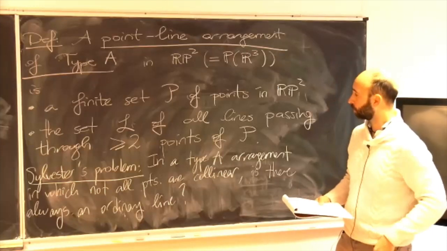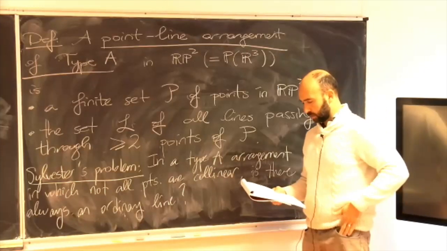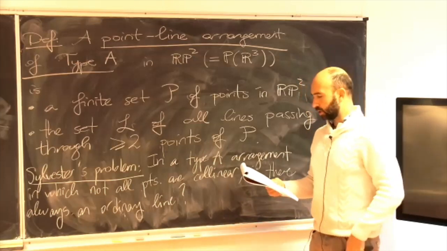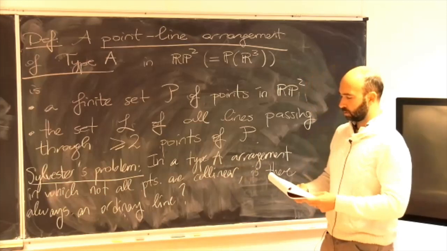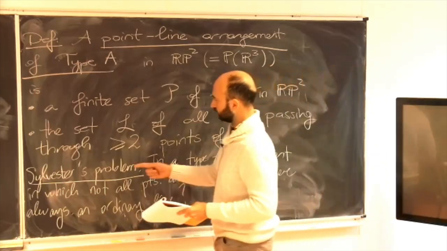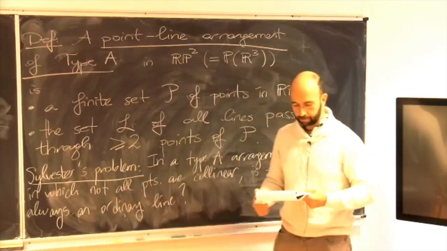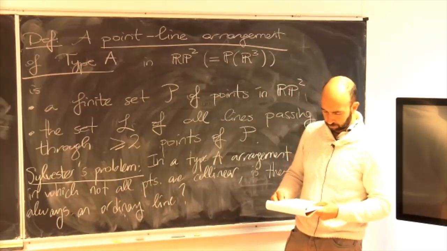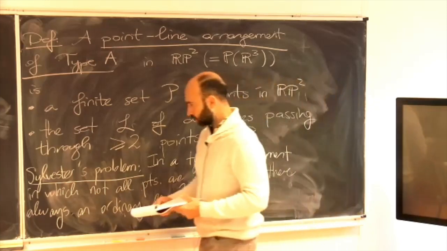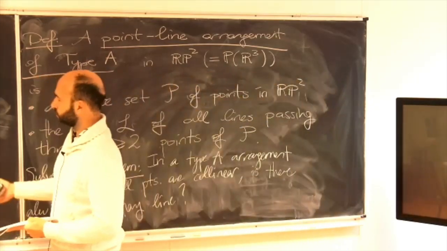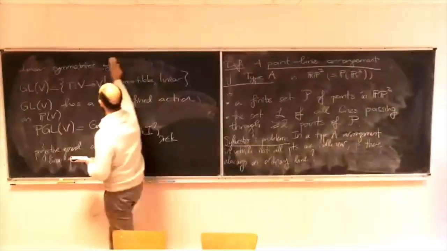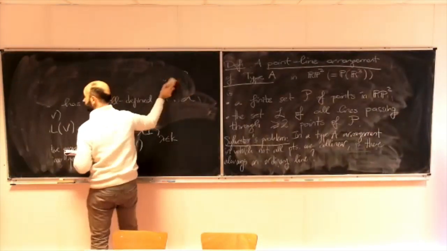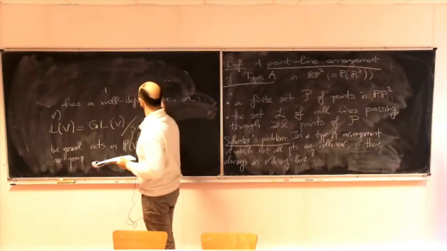Now let's turn to solutions of this question. So Erdős resurfaced this question in 1943, and shortly thereafter, there were several solutions proposed. So let's start with Gallai's solution. The answer is yes, there's always at least one ordinary one.